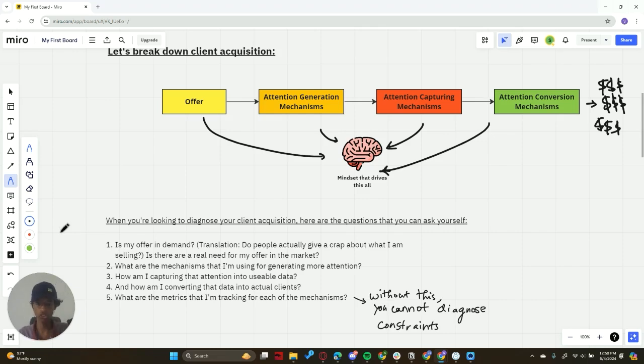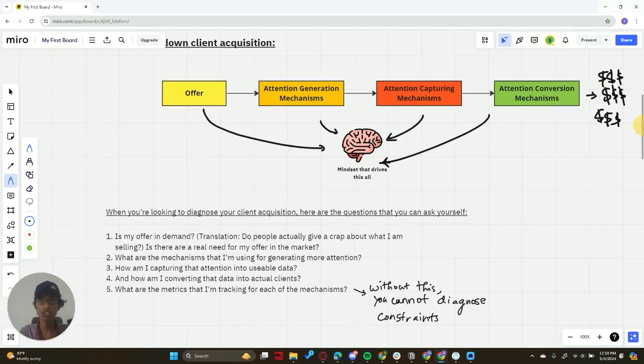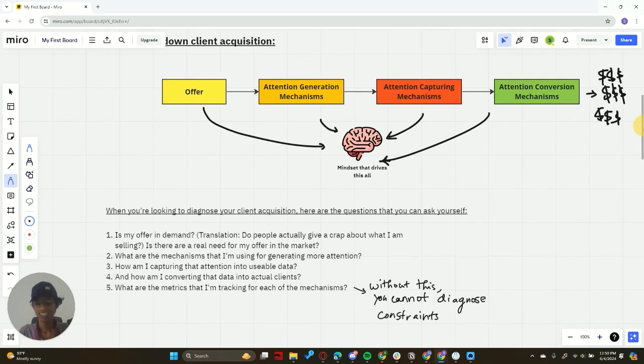This is the first question that you need to ask yourself. Translation, do people actually give a crap about what I'm selling? Is that a real need for my offer in the market? What are the mechanisms that I'm using to generate more attention? How am I capturing that attention into usable data? And how am I converting the data into actual clients? Question number 5 is, what are the metrics that I'm tracking for each of the mechanisms? Without this, you cannot diagnose constraints, right? I mean, if you don't know what's going on in your business, how are you going to diagnose the constraints?